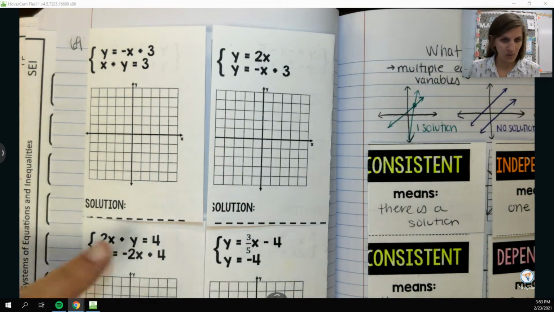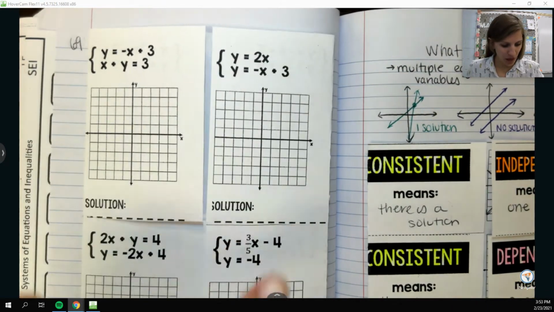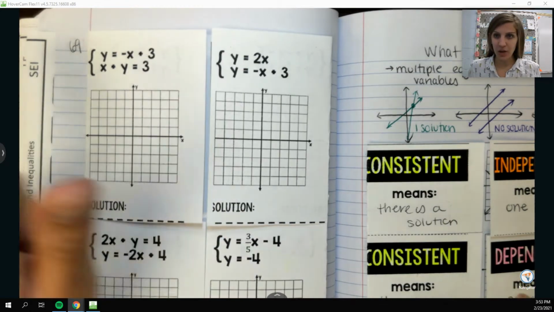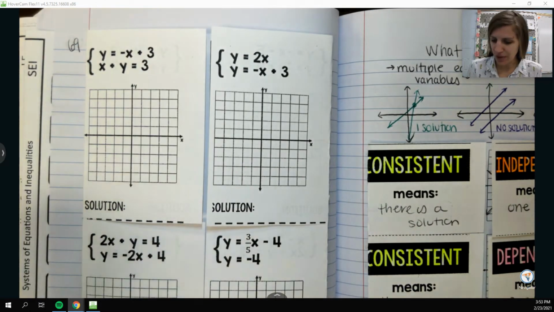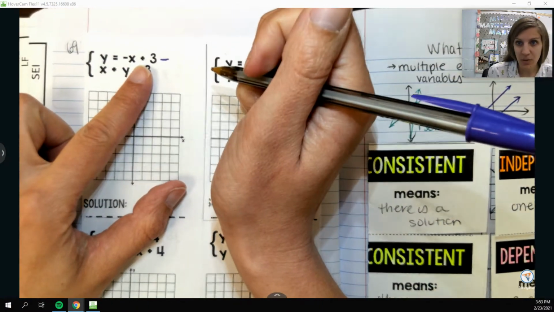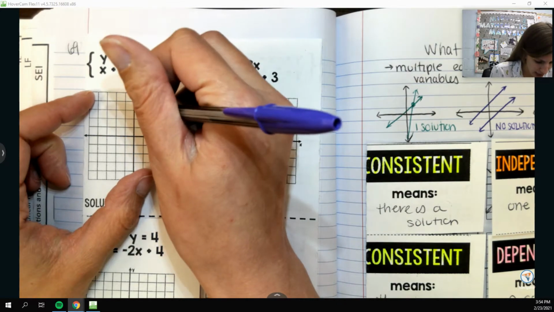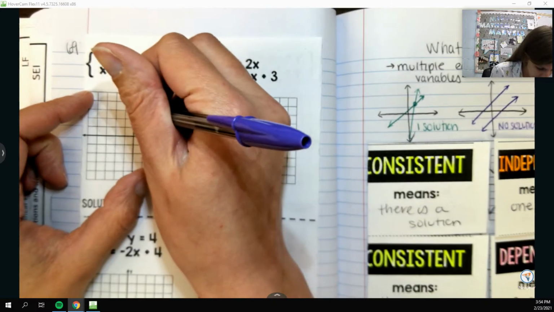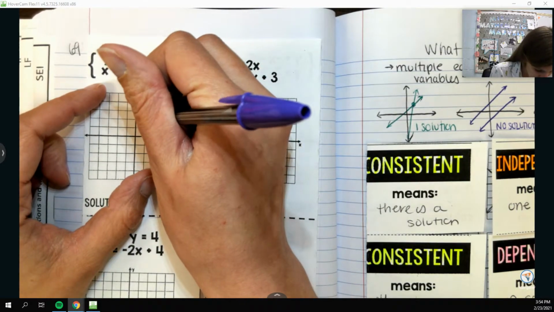I'm going to go through all four on the front, and then I'm going to go straight across the top in the middle. It's really up to you though. So if we graph this first line, this is in y equals mx plus b. So I would start at my y-intercept of 3 and then do my slope of -1.